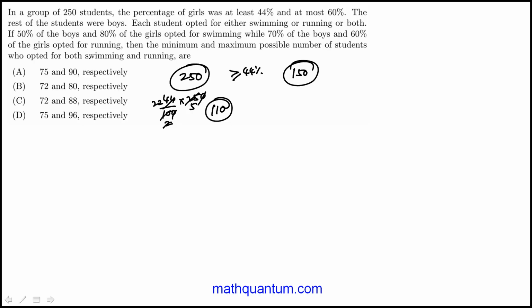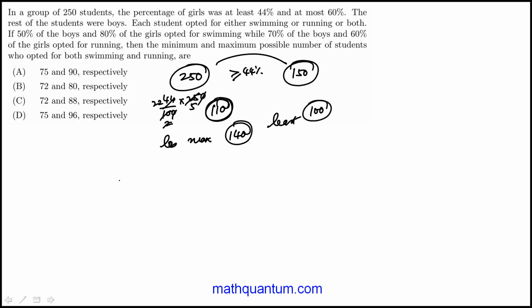And then we're also told that that means that the boys, the max they could be is 250 minus that, which would be 140. And then the least would be 250 minus 150, which is 100.